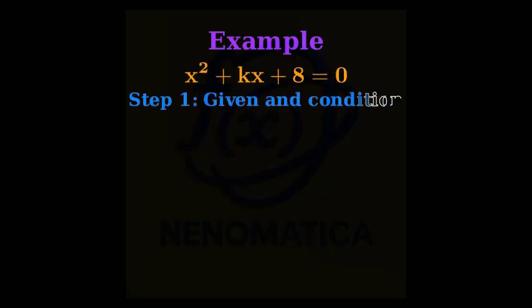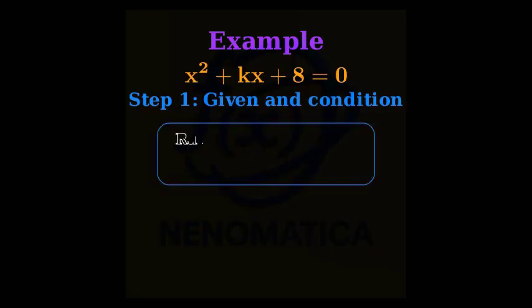In this example, we will solve for the parameter k in the quadratic equation, given that one root is the square of the other. Step 1. Let the roots be x sub 1 and x sub 2 with the given condition that x sub 1 equals x sub 2 squared.